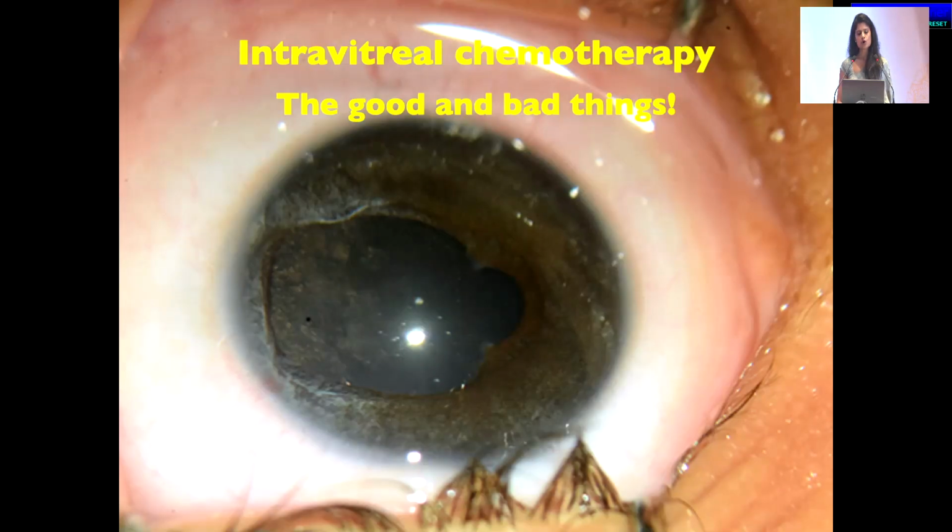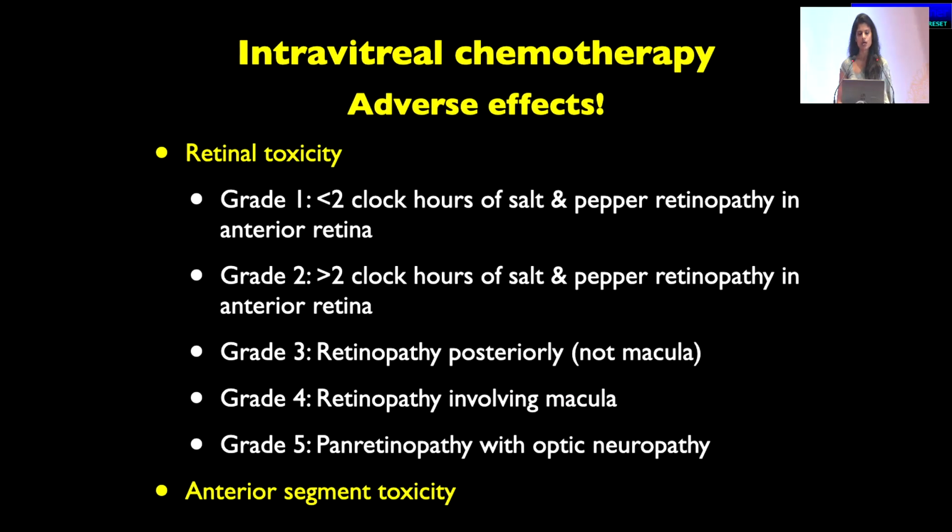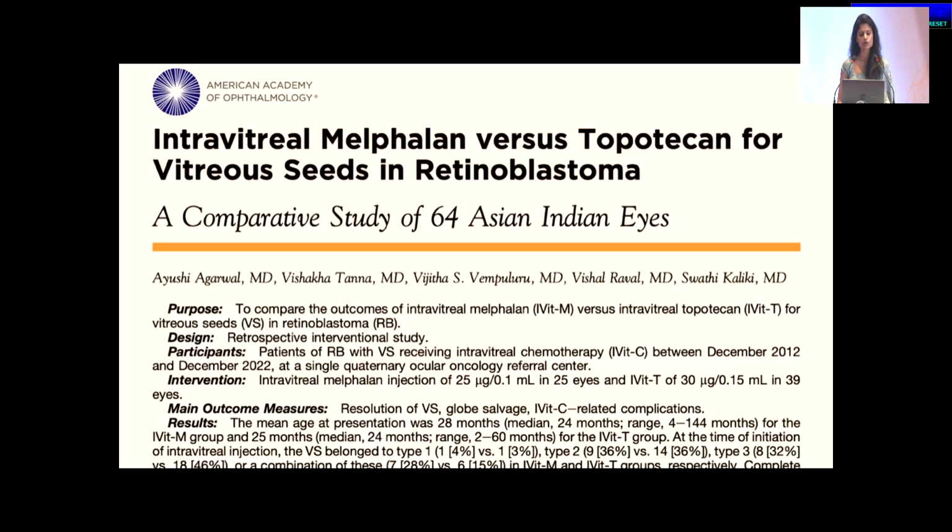It can also cause anterior segment complications such as this, where there is iris atrophy, the posterior synechiae that can occur with this drug. So these are various adverse effects that the intravitreal chemotherapy can cause. It can cause retinal toxicity and anterior segment toxicity as well.